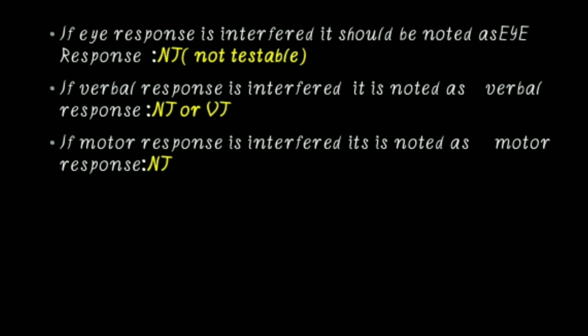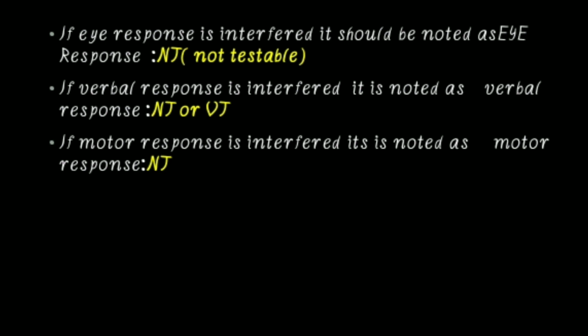Another important point is, if the eye response is interfered with due to some local factors, like the patient is having an eye injury, then while doing the eye response, we will face some issues. In that condition, we are not able to assess the eye response. In that situation, we need to write that it is not testable, like NT.